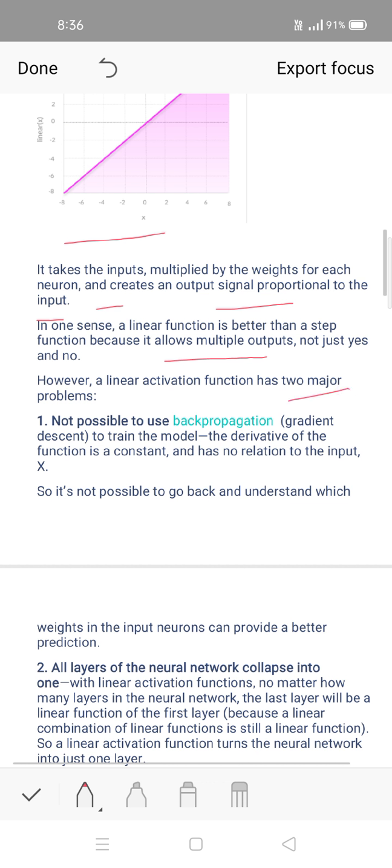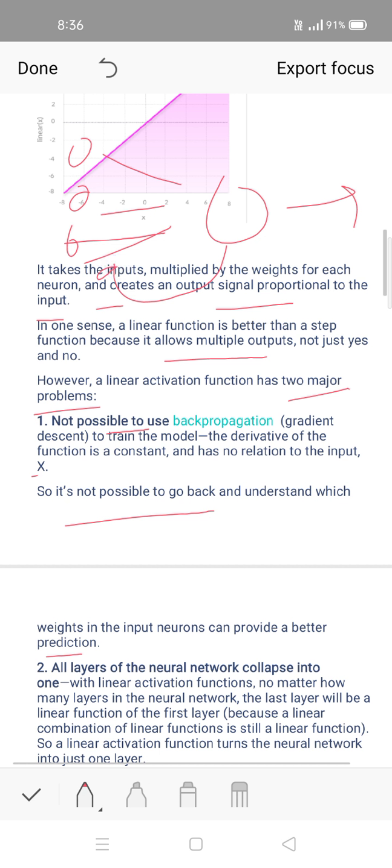The two major problems with the linear activation function: first, it is not possible to use backpropagation, because in backpropagation we have to differentiate the function, and the derivative is a constant with no relation to the input x. So it is not possible to go back and understand which weights of the input neurons can provide a better prediction. We process and train the output, then go back and check which weights are not proper so we can provide a better prediction. This happens in the backpropagation algorithm. You can study the backpropagation algorithm in the next video.